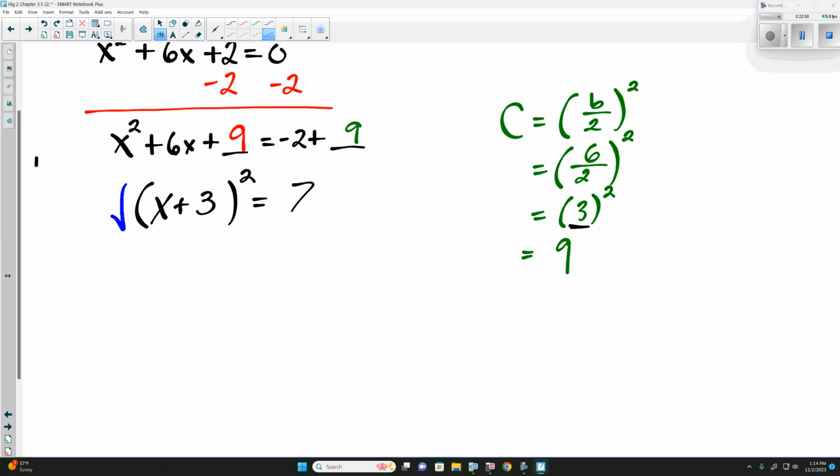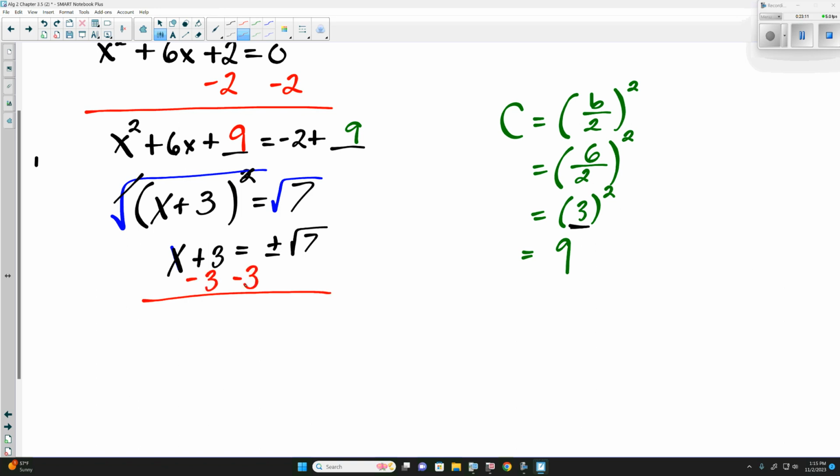Then we would square root both sides. Square root and square would cancel. So we have x plus 3 equals plus or minus the square root of 7. Almost, not plus, so it'd be -3. So x equals -3 plus or minus the square root of 7.